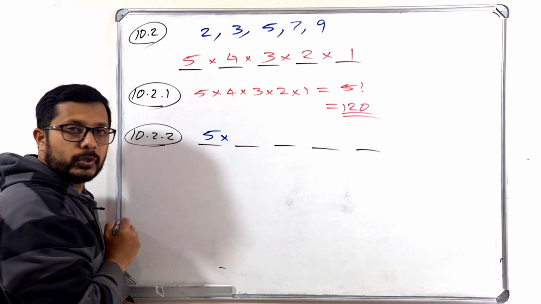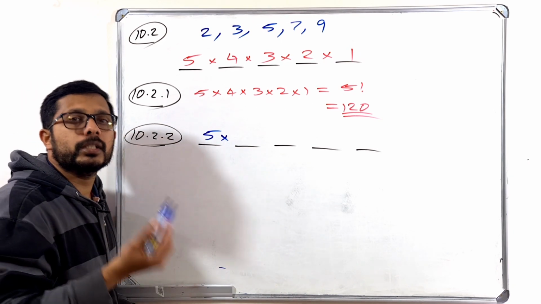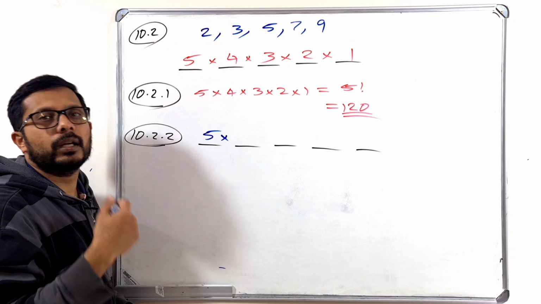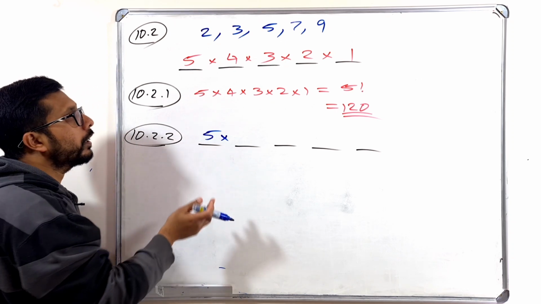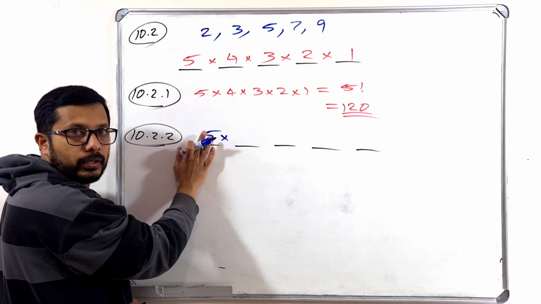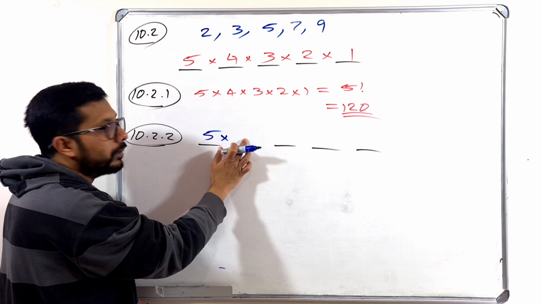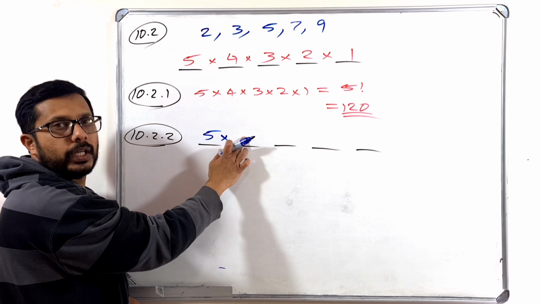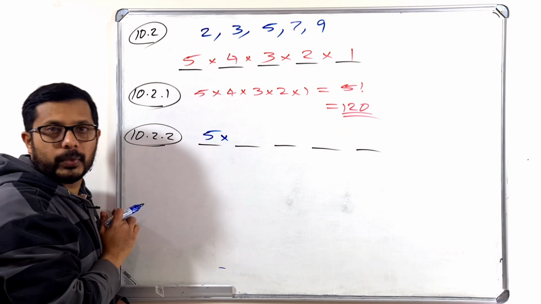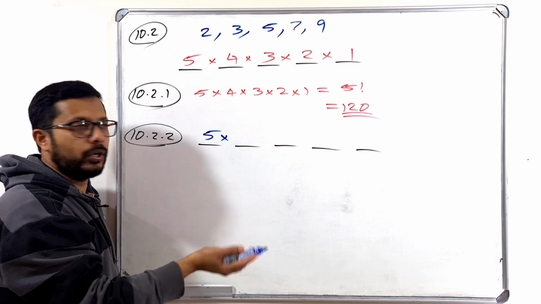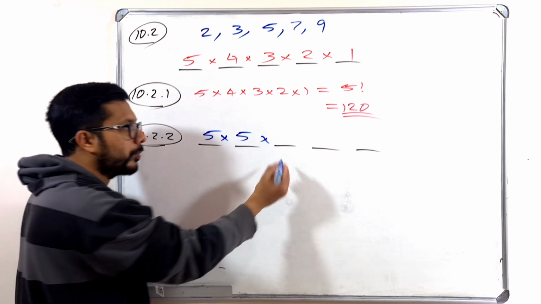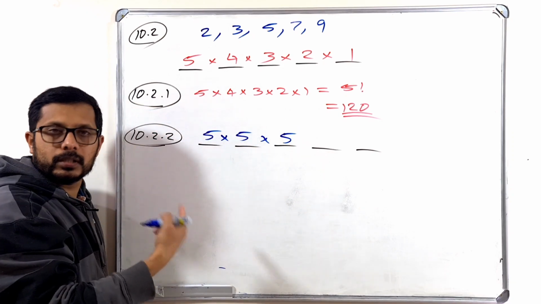Then for the second position, there also it is 5. Can you say why? Because repetition is allowed. So it doesn't mean that because I used 7 here, I can't use 7 here. No, I can use 7 here, 7 or any number. So there also I have 5 options.